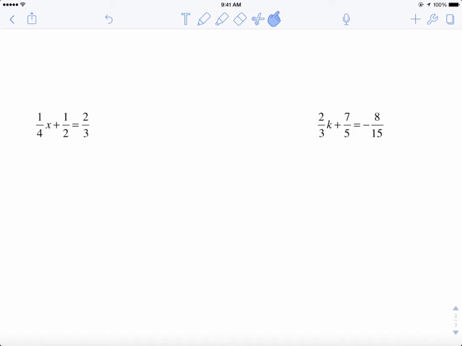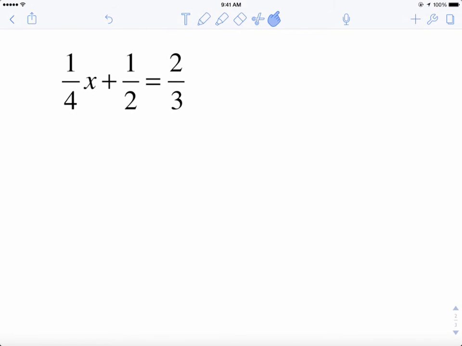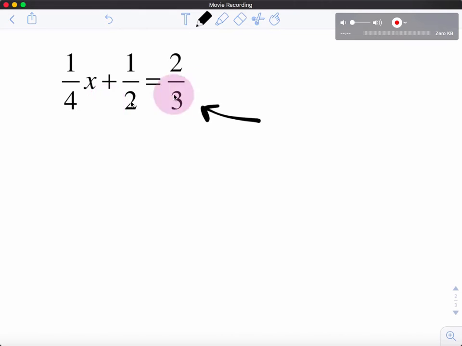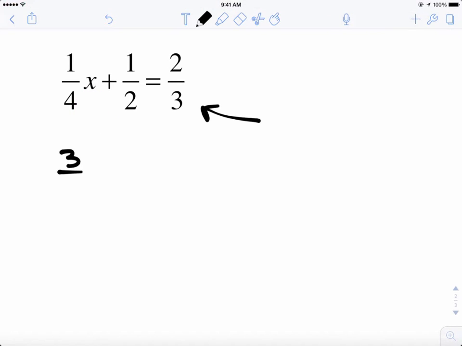I kind of just showed you that. In way number 1, take all of your fractions and rewrite them, having a denominator equal to the least common denominator of these 3. So if we can write these fractions all having the same common denominator. So let's see, 3/12 times x plus 6/12 equals 8/12.